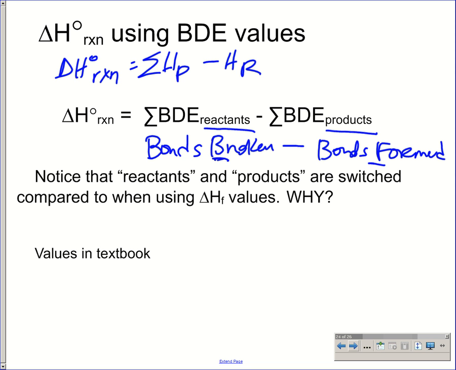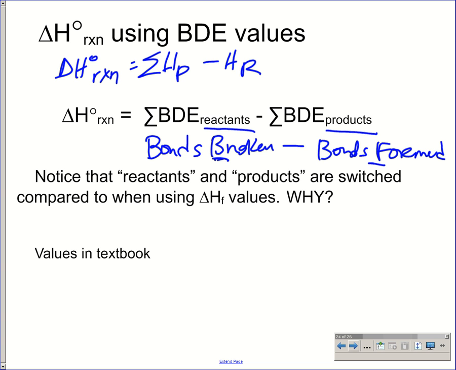What if the bonds aren't broken in reactants? Is it bonds broken minus bonds formed, and it says reactants and products? Are they always going to be the same thing? Yeah, because in order to form products, these reactants are different arrangements. You got to break them up so that you can rearrange those atoms to form your new products.